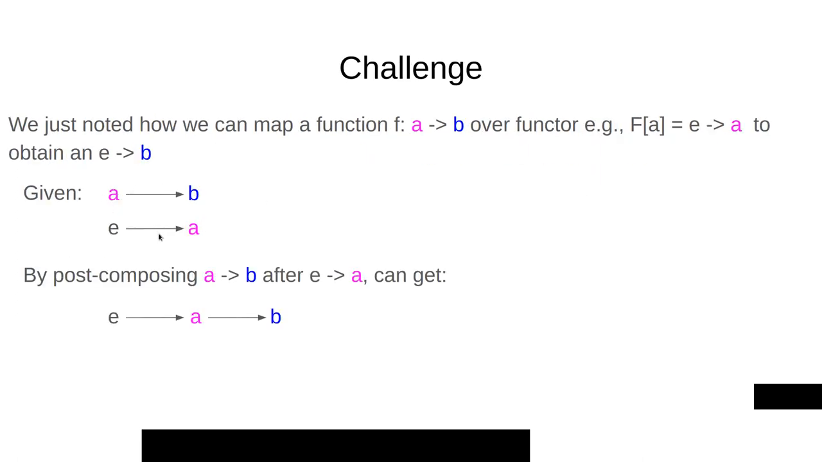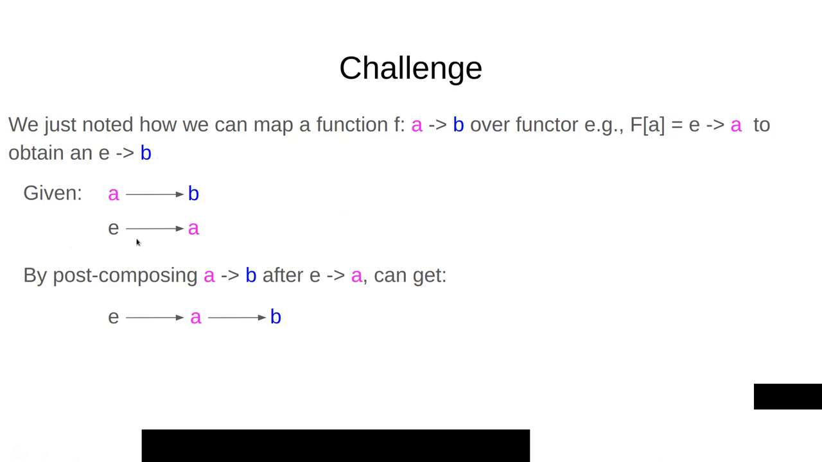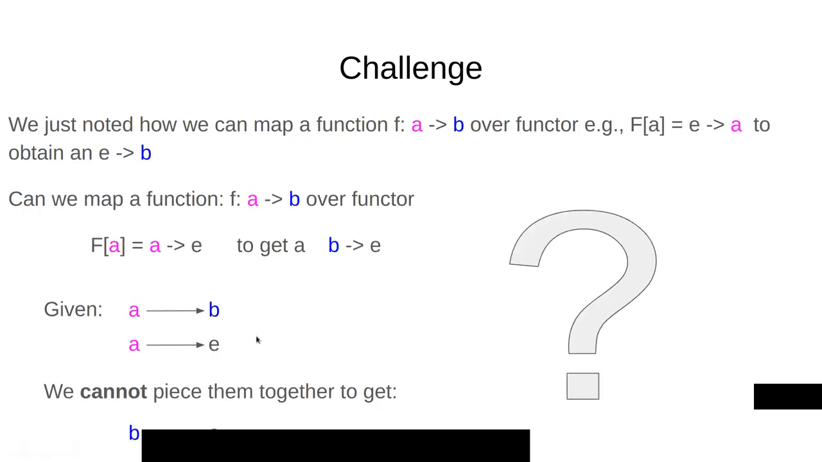Well, it's quite straightforward. We just do E to A first, and then postcompose with that, and we get E to B, right? That's how we can lift this to become an E to the B, which is what we're doing here. That's how we can lift a reader of int to a reader of bool with this function from an int to a bool. That's what allows us to do it. It's a jigsaw puzzle. We have E to A, then we have A to B, and we stick them together in this way to get E to B. Great.